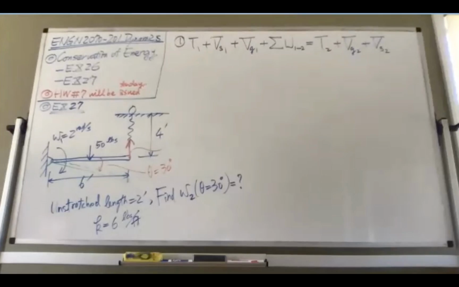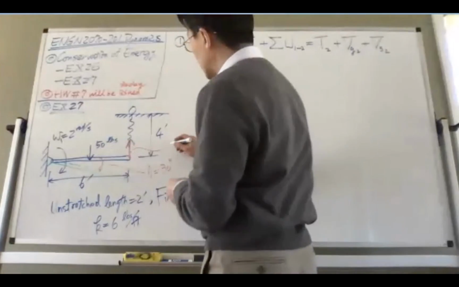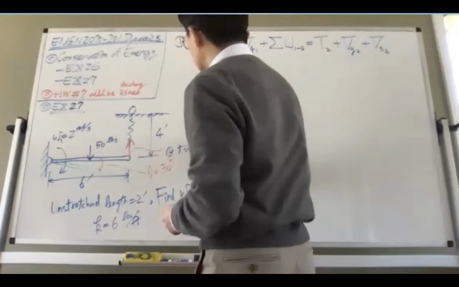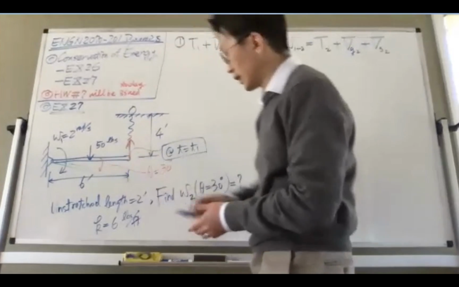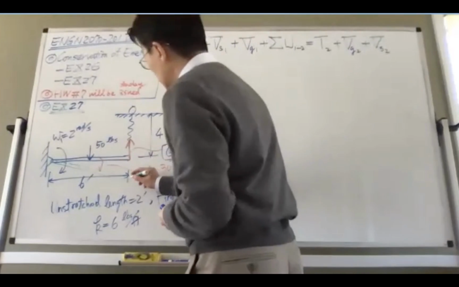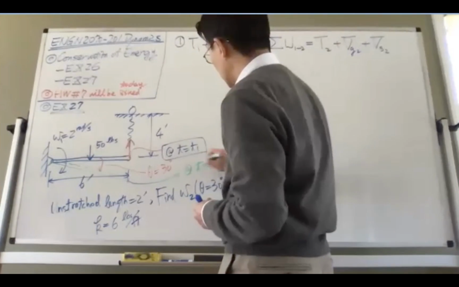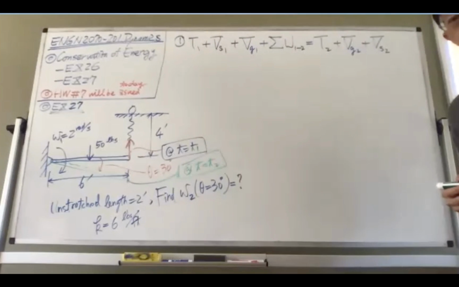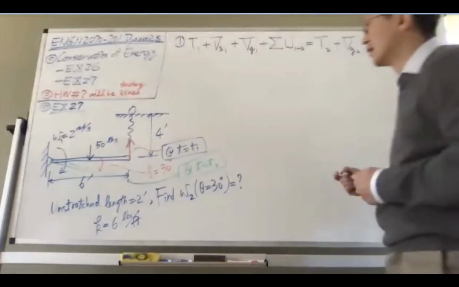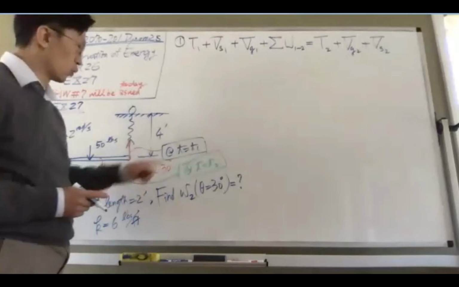Okay. Now, what is time one? This configuration is when t equals T1, when the bar is horizontal. But when the bar is at 30 degrees, we call this t equals T2. All right.